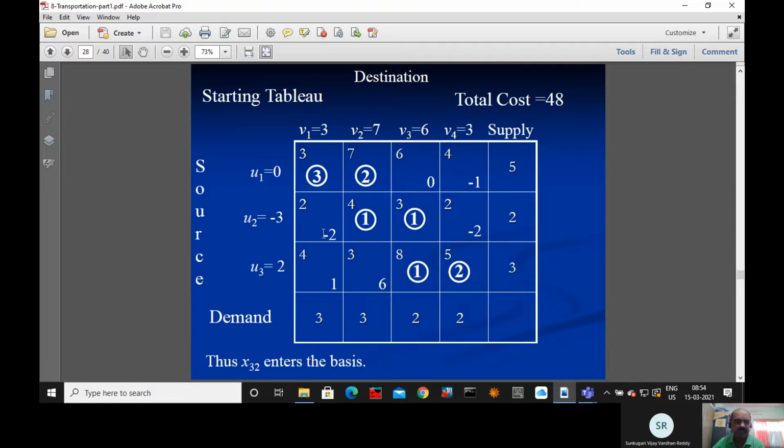Then we are coming to the cell, second row and first column. Our U2 equal to -3, V1 equal to 3, -3 plus 3 equal to 0, 0 minus 2 equal to -2, that is also fulfilled. Now we are checking the second row and fourth column. U2 equal to -3, V4 equal to 3. So -3 plus 3 equal to 0, 0 minus 2 is -2. This is also negative. This is fulfilled. Now only two cells are left out.